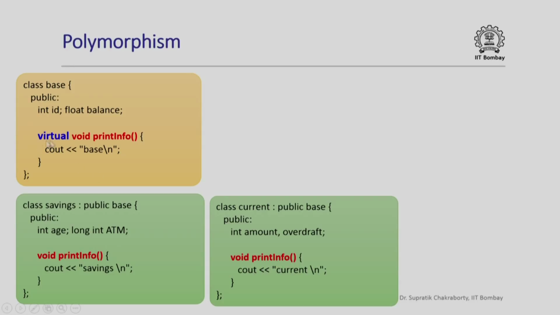And this virtual basically says that if you have a pointer to an object of the base class, first figure out whether this pointer was really pointing to an object of the savings class or whether it was pointing to an object of the current class. Note that an object of the savings class can also be viewed as an object of the base class, and similarly for an object of the current class. So this virtual specification here basically says that determine what printinfo to call at runtime and not at compile time.